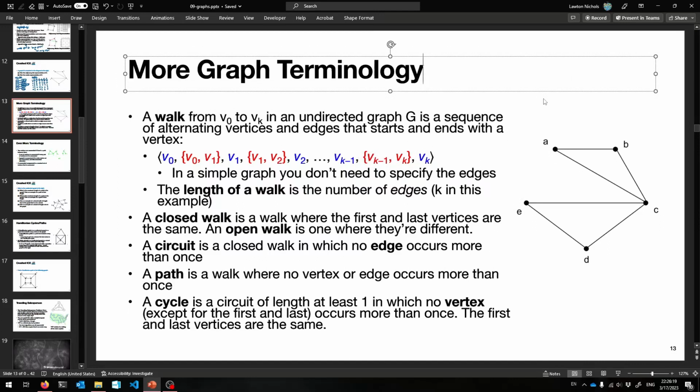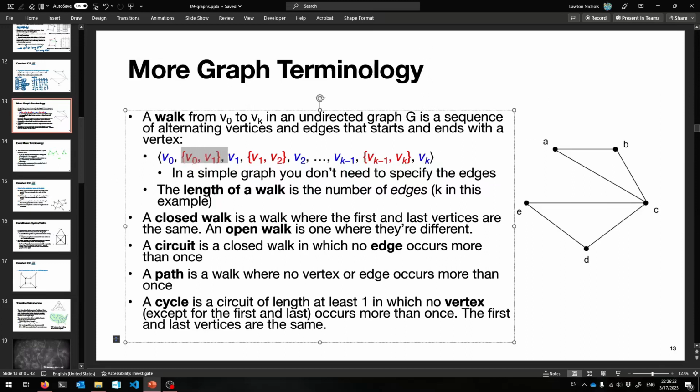You need to specify that. If the graph is simple and there aren't multiple ways to get from V0 to V1, then you don't really have to write the edges anymore. But that's what it means to have a walk. You're telling me exactly how you moved around this graph.